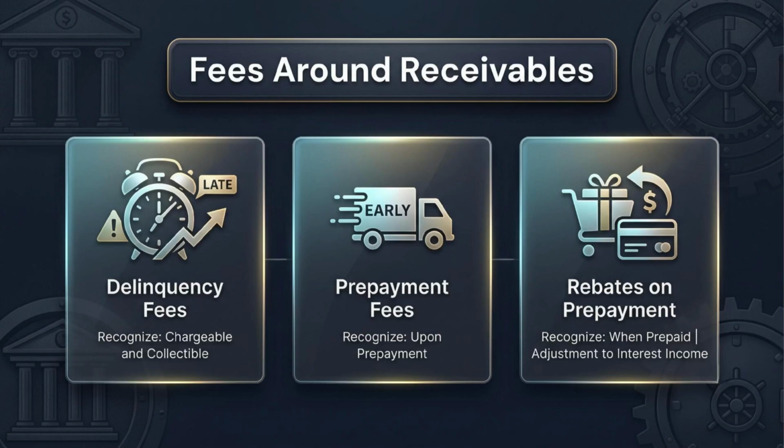Rebates on prepayment are different. They reduce the economics of the receivable and are treated as an adjustment to interest income, not as some random separate expense. The key idea is timing discipline. Income should appear when the triggering event occurs, not when management wishes the event would occur.